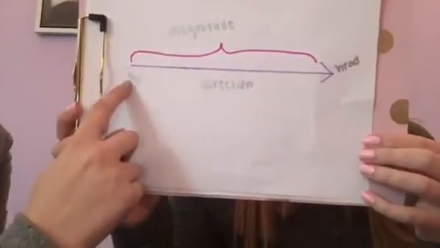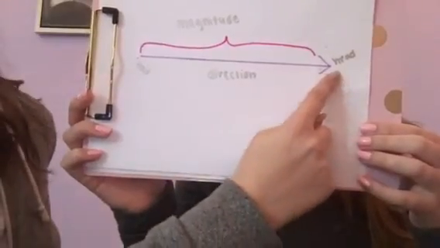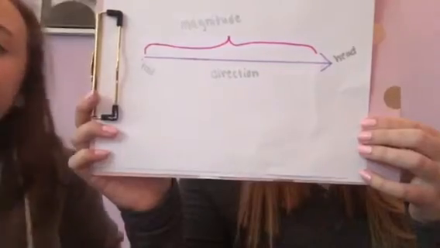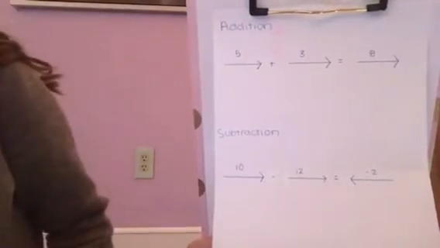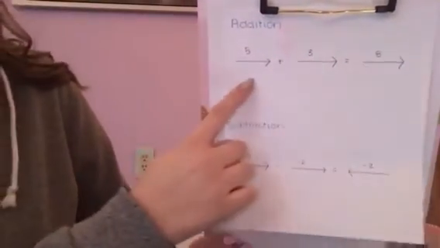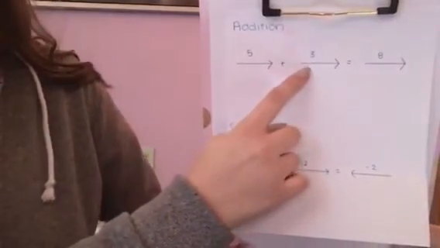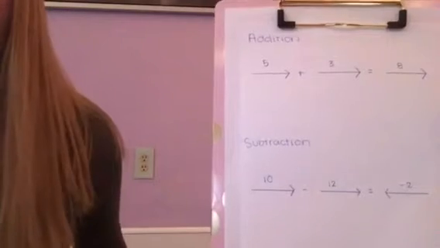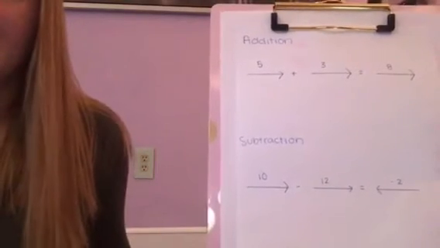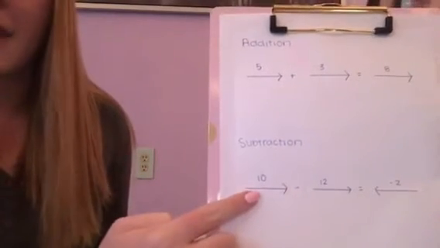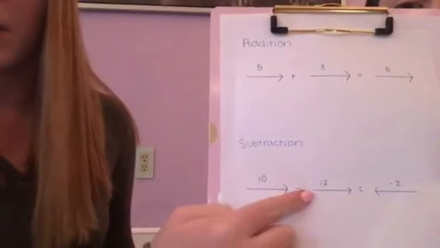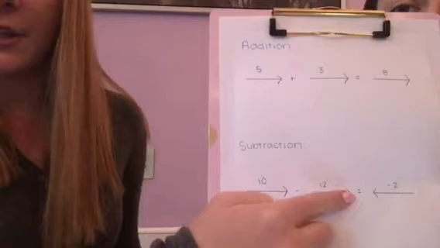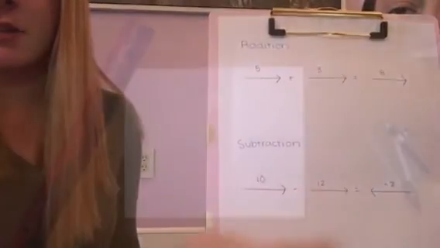The start of the vector is called the tail and the end is called the head, which shows the direction of the vector. The whole vector is the magnitude. An example of vector addition is a vector with the quantity of 5 plus the vector with a quantity of 3 equals a vector with a quantity of 8. An example of vector subtraction is a vector with a quantity of 10 minus a vector with a quantity of 12 equals a vector with a quantity of -2 going in the opposite direction.